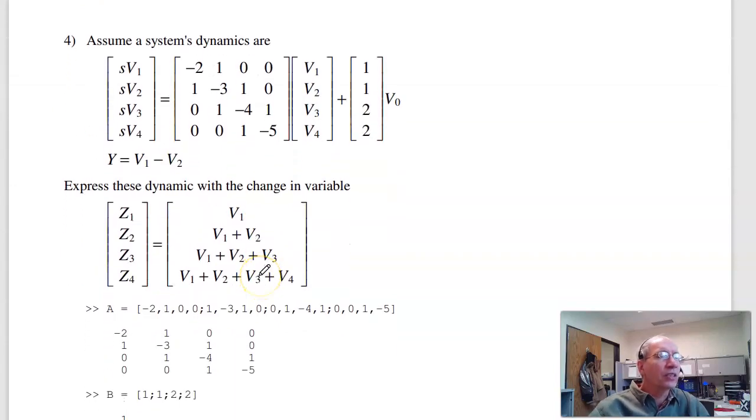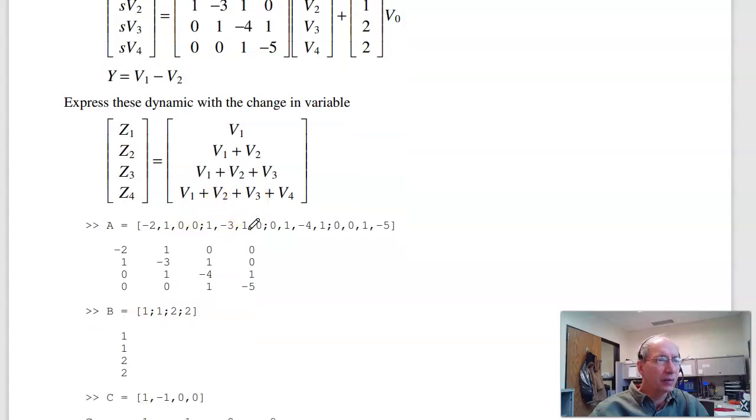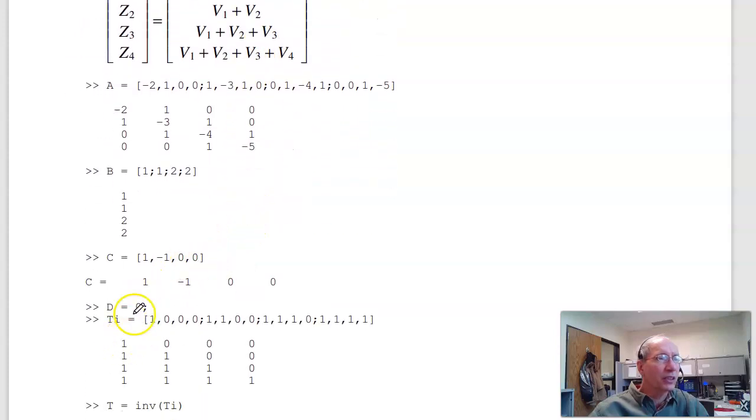Problem 4 looks at similarity transforms. Given this system, do a change in variable. Let z be this. So z1 is v1, z2 is v1 plus v2, and so on. So this basically is the inverse of the similarity transform. The similarity transform is z1 is v1, z2 is v1 plus v2, z3 is v1 plus v2 plus v3, and so on. So that's the inverse, T inverse.